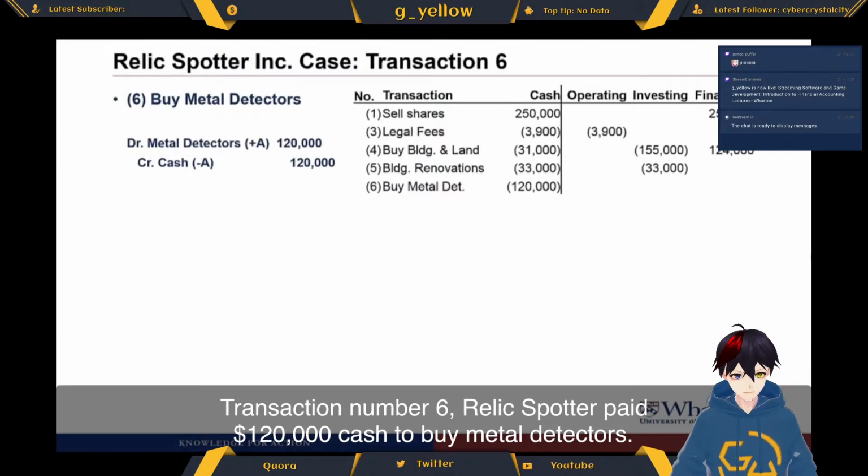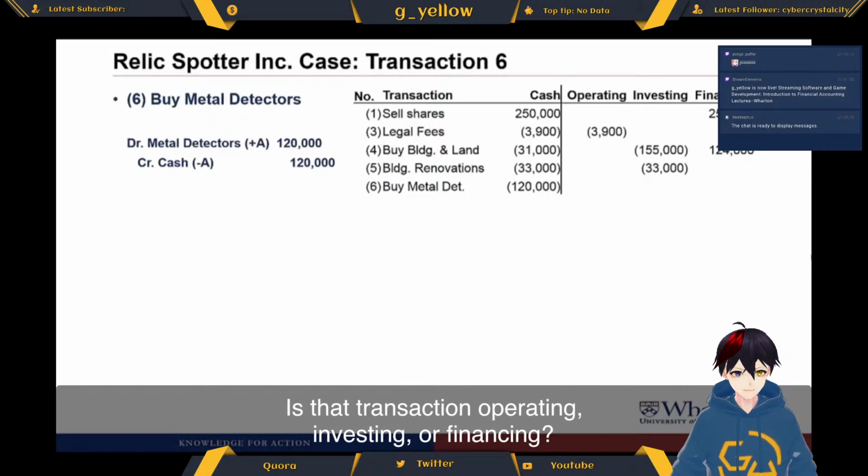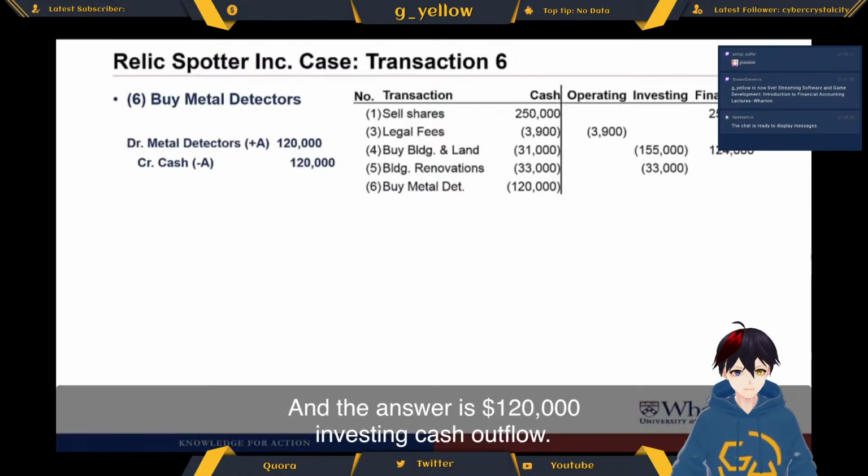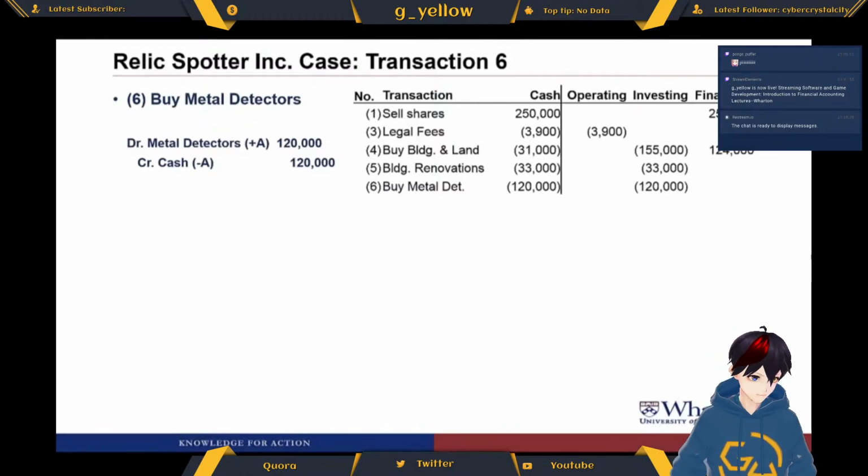Transaction number 6, Relic Spotter paid $120,000 cash to buy metal detectors. Is that transaction operating, investing, or financing? Investing. You can use it multiple times, right? And the answer is $120,000 investing cash outflow.